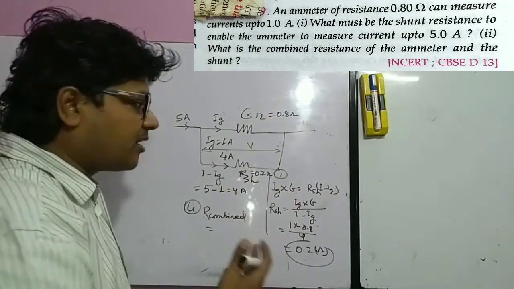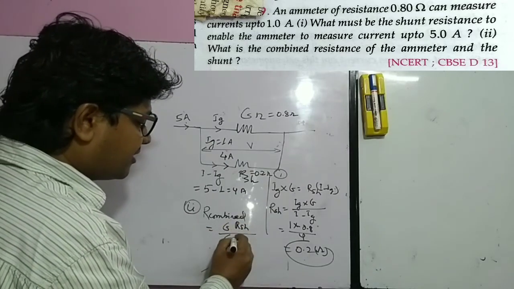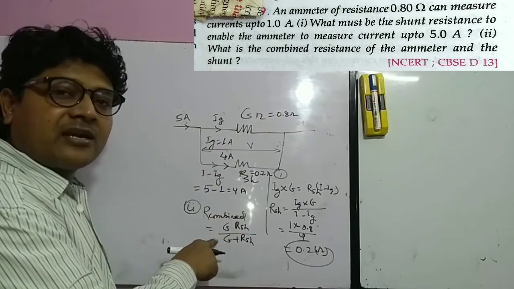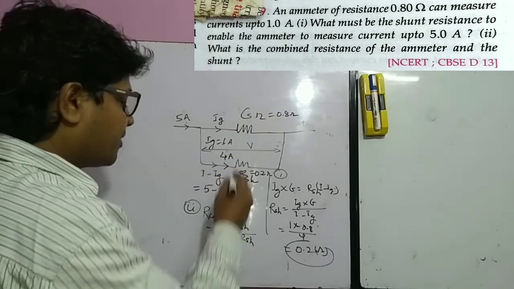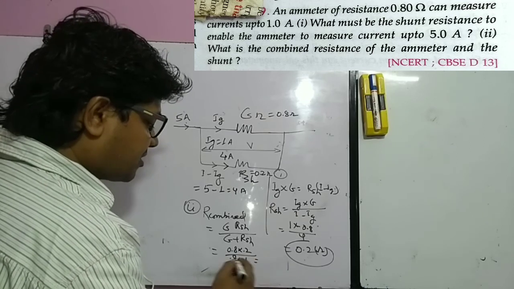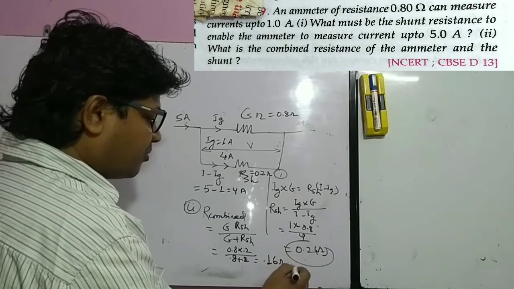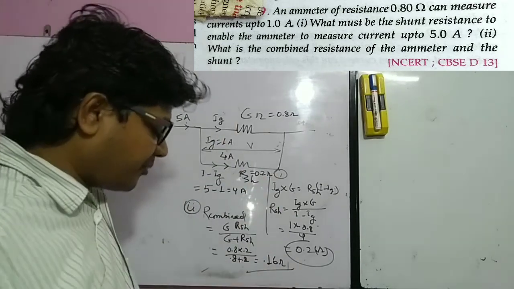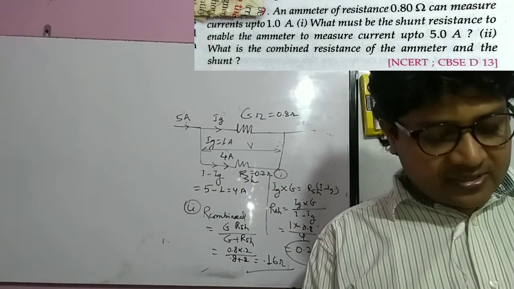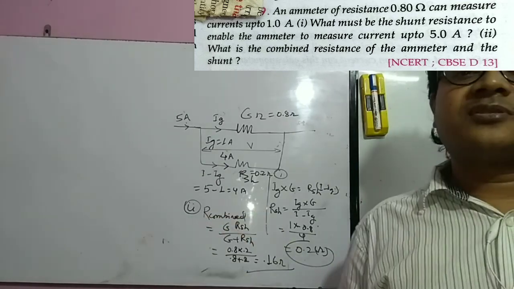When two resistances are in parallel, as I have told you earlier, we can write G into RSH divided by G plus RSH. Whenever there are two resistances in parallel, we can write directly R1 R2 divided by R1 plus R2. So G is 0.8, RSH is 0.2: 0.8 into 0.2 divided by 0.8 plus 0.2. 0.2 and 0.8 is 1, so this is 0.16 ohm. So this is your combined resistance. The combined resistance is equal to 0.16 ohm. So this is your simple problem.